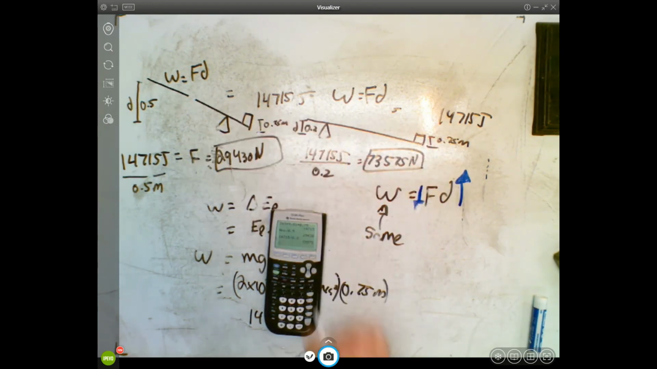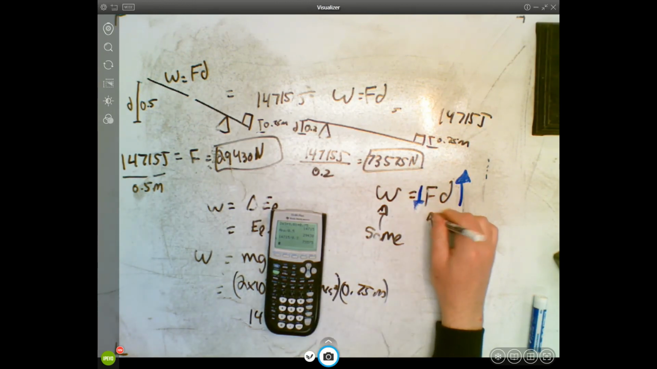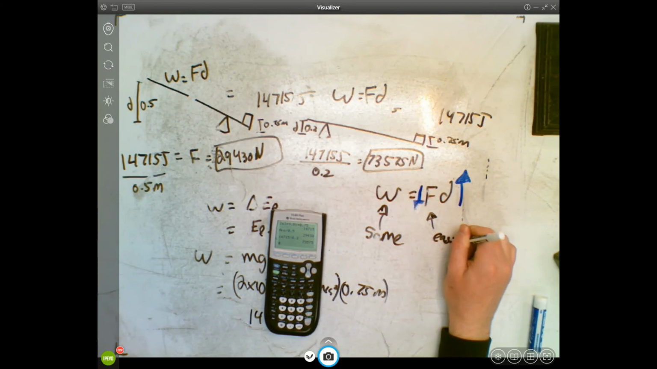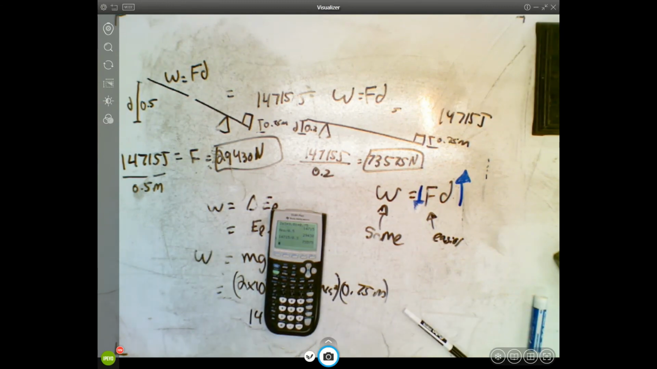So when we're talking about easier, easier refers to force. To make things easier, we need to increase our distance. That's what we're doing. Okay? That's how simple machines work. So give those a go in the homework and see how that goes.